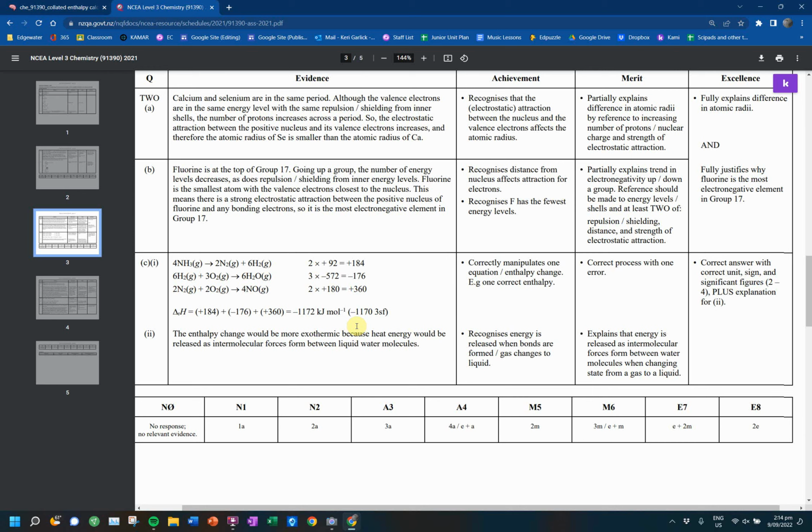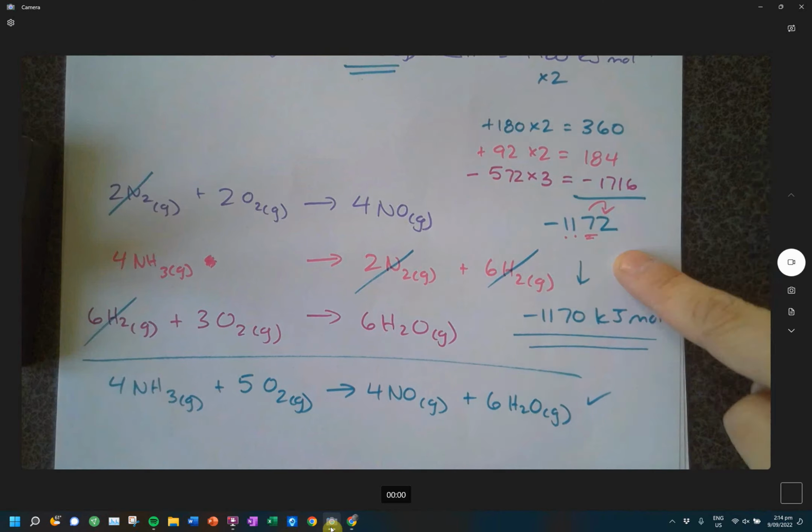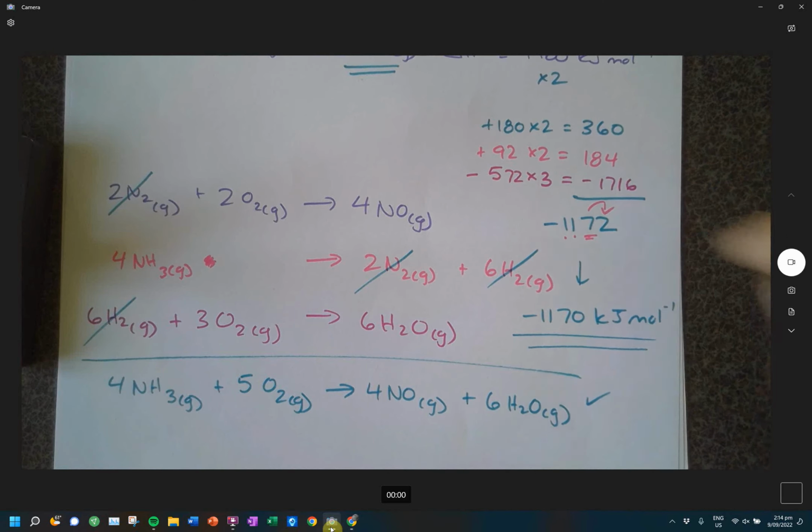So my recommendation for you guys is to always show your working. If you just write down your final answer and your final answer is wrong and we don't know why it's wrong, it's going to be not achieved. Okay? So show your work. Even if you're being lazy and you're just showing this stuff here, that's enough for me to know what you did wrong.